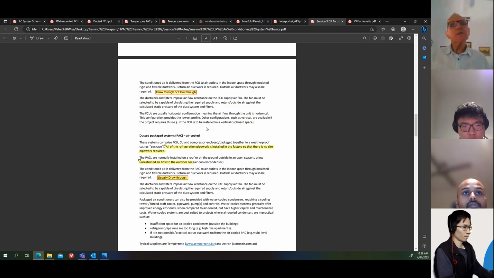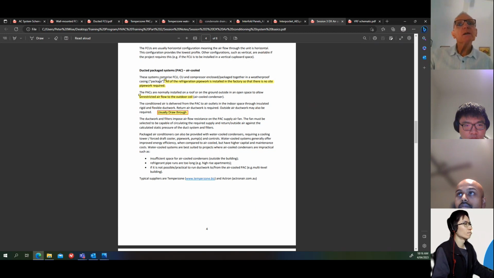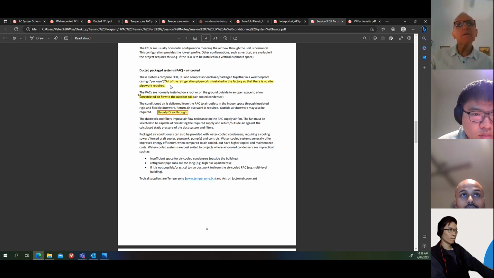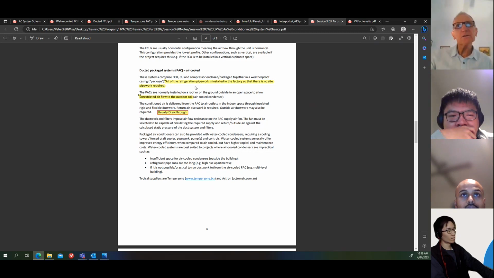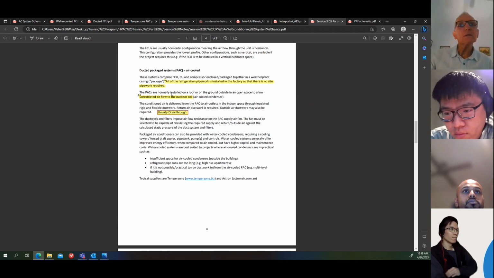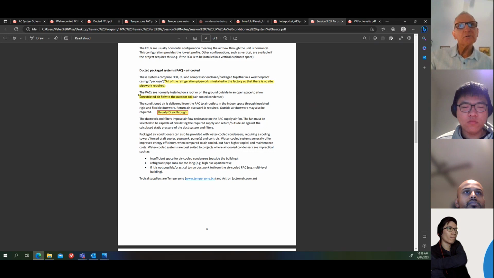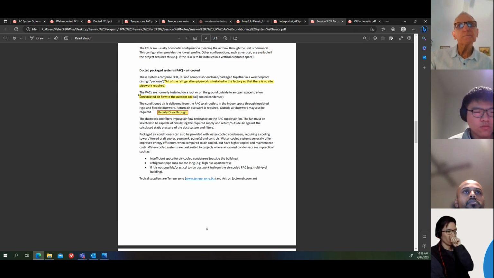Okay, package systems. Firstly, air-cooled. In this case, the fan coil unit, condensing unit, and all the components are enclosed in a single package, in a weatherproof enclosure or package. All of the refrigerant pipework is installed in the factory inside the package, so there's no pipework required. They're normally installed on a roof or on the ground outside in an open space, again to allow unrestricted airflow to the outdoor coil.